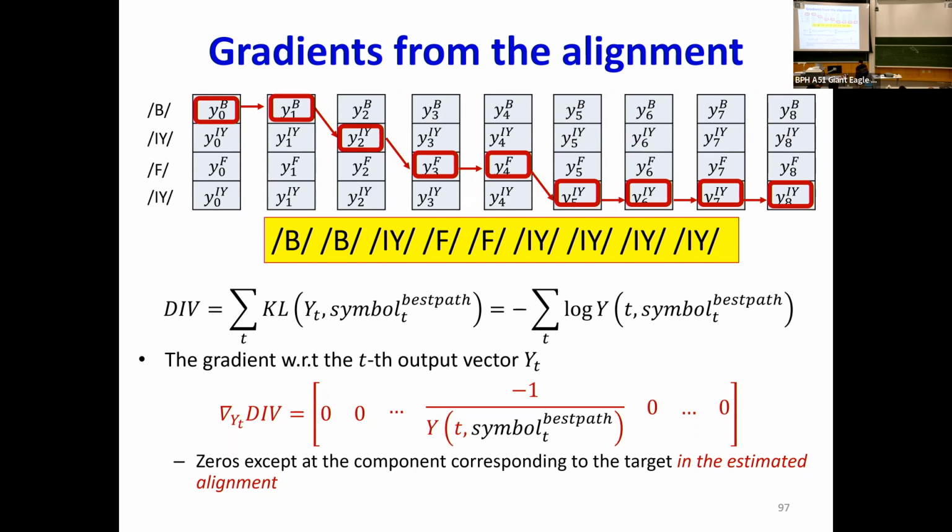And so the derivative is going to be, and this is important, I need you to keep this in mind. The derivative of the overall divergence with respect to the network output at time t is going to be a vector of zeros except for the one symbol that was aligned to time t, and that one component is going to be minus 1 over the probability assigned to that component. Now, as you can see, this means that if you're performing gradient descent, because the derivative is negative, you're going to be trying to increase the y value. So you're going to keep pushing that probability higher.